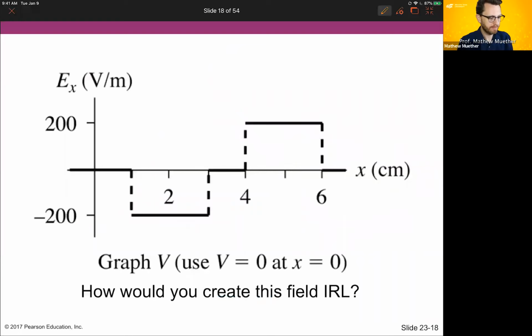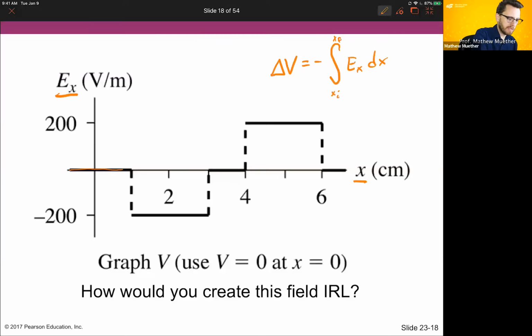What about this one? Now I have a plot of the electric field as a function of x. You can see it's 0, and then it's got these discrete regions where it's uniform. Can we make a plot of the electric potential as we move along in x? How are we going to do this? We know that the change in the potential is equal to minus the integral from some initial x position to some final x position of E_x dx, okay?